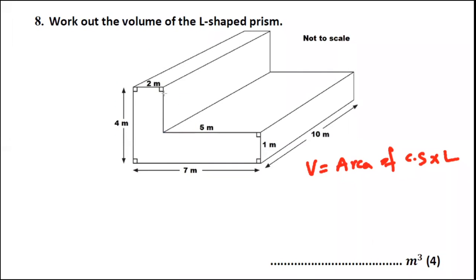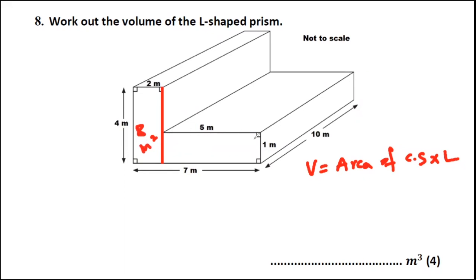So for this one I have to split this into two parts. Let me draw a line from here to here so I can see that this L shape can be divided into two rectangles. And to work out the area of this vertical rectangle, it's 2 meters wide and 4 meters long, 4 meters high. So 4 times 2 is 8 meters squared.